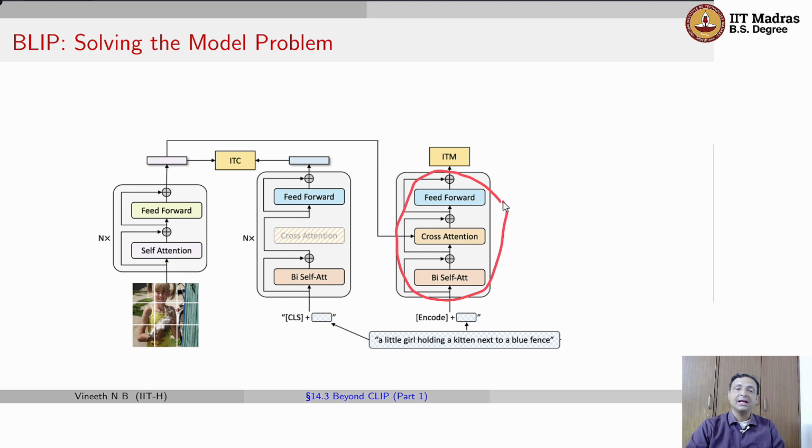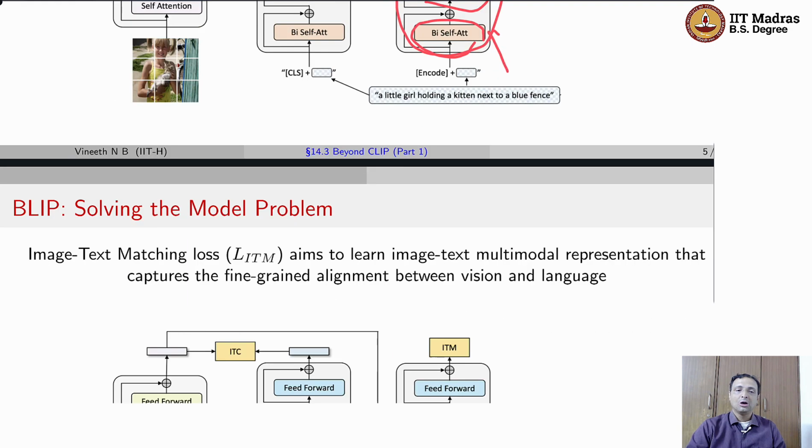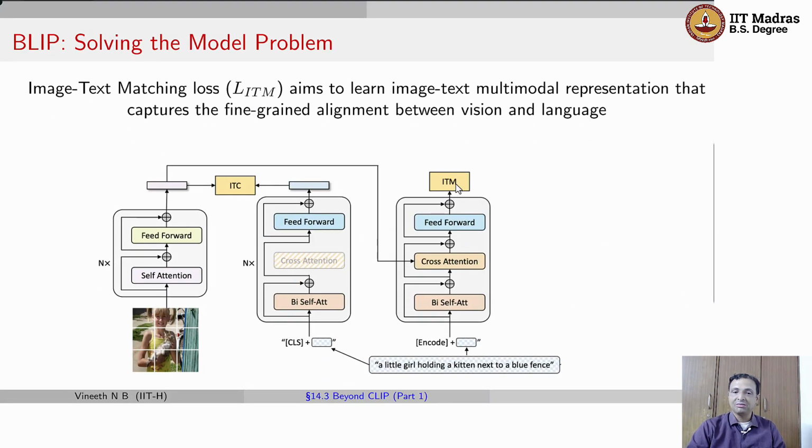This image grounded text encoder has once again a bidirectional self-attention layer followed by a cross attention layer which measures attention between the image tokens and the text tokens that are given as input at that particular step, then a feed forward layer again. Now the output of this block is matched using the image text matching loss, which tries to learn an image text multimodal representation to get a better alignment between image and language.